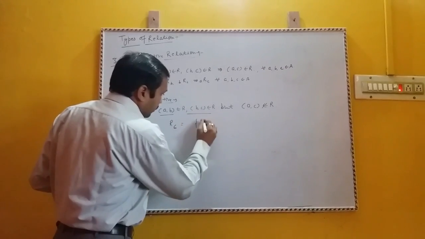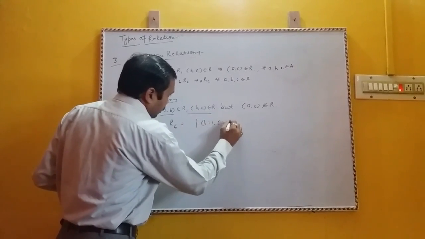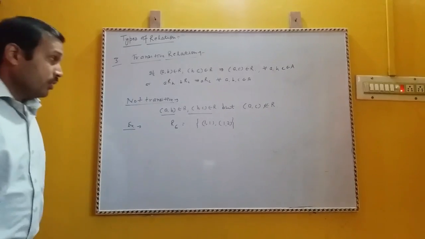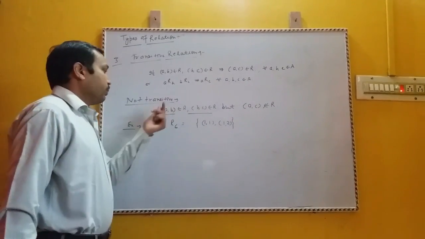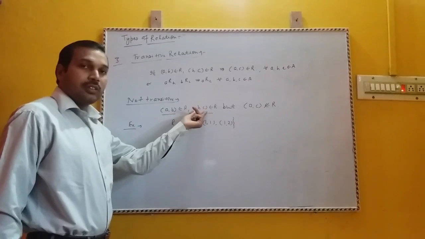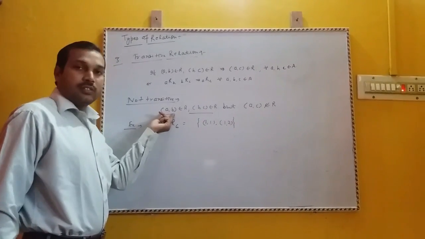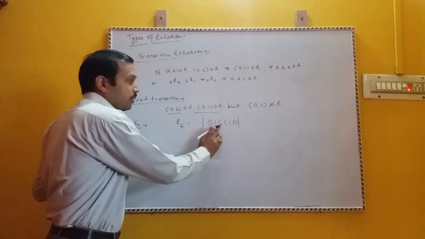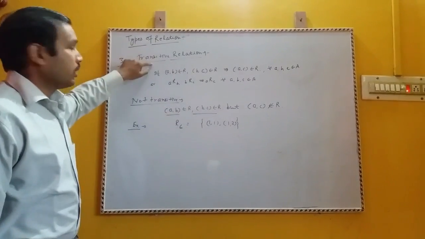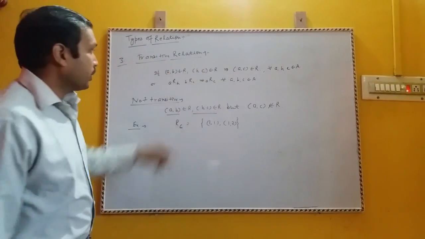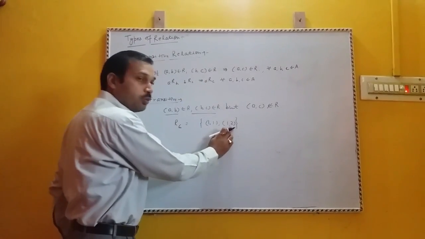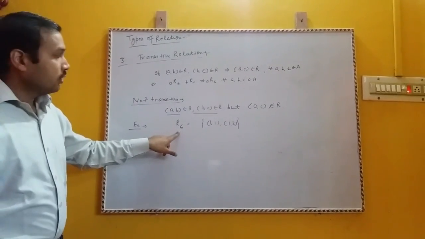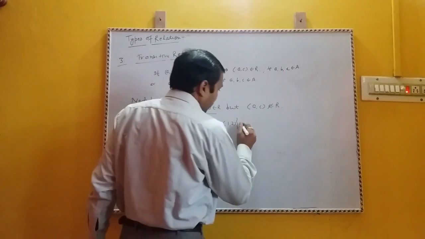R6: let us write (1, 1), (1, 2). You can see here the pairs (1, 1) and (1, 2). AB, BC: we can consider (1, 1) as AB and (1, 2) as BC. The element 1 is common. For a transitive relation, given AB and BC, we must have AC. Here it is (1, 2). So the pair (1, 2) belongs to R6. So this relation is a transitive relation.